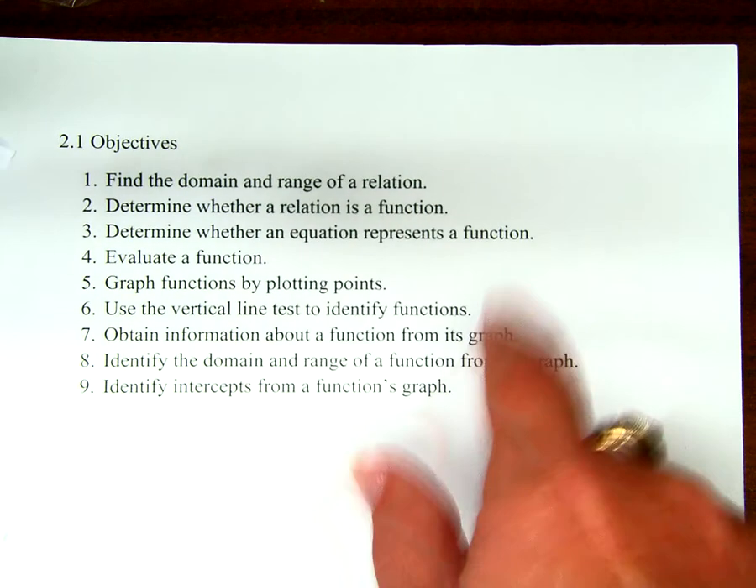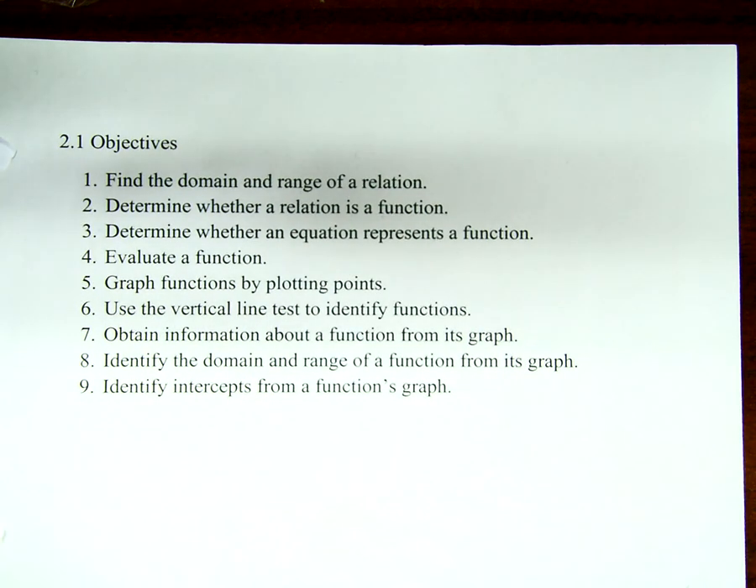Yeah? Now, that's a lot of stuff for one lesson, right? Is any of it hard? No, not any of it, right?